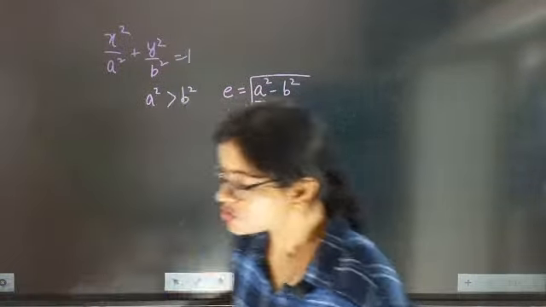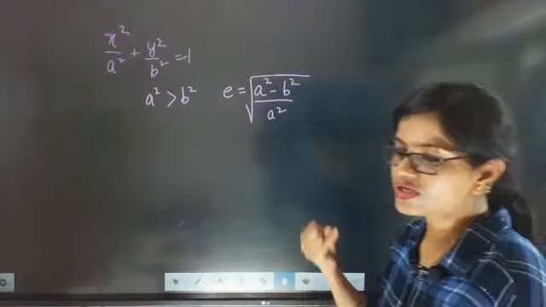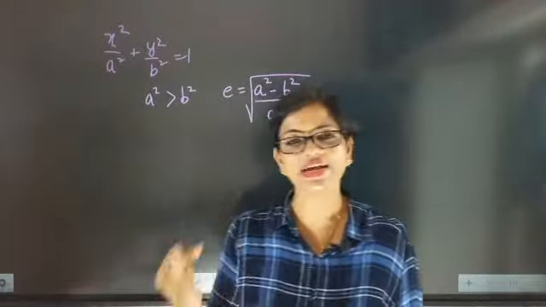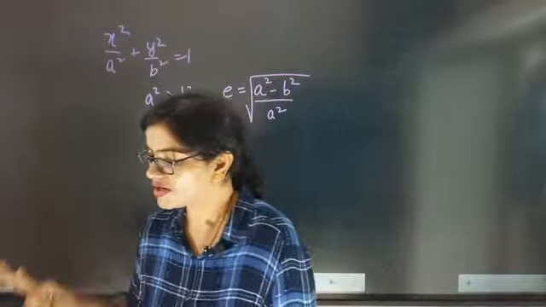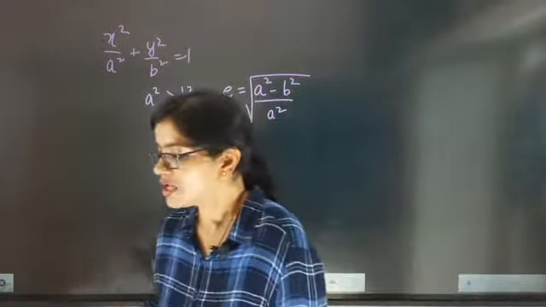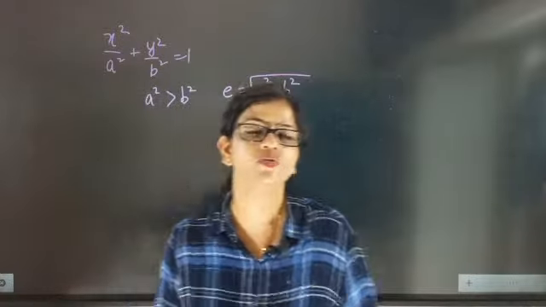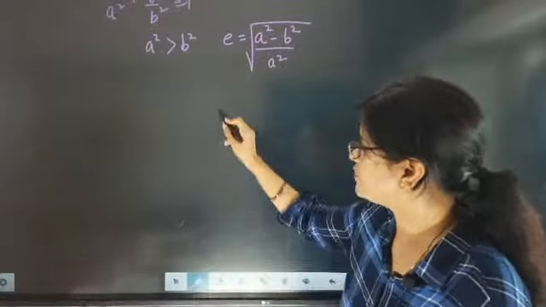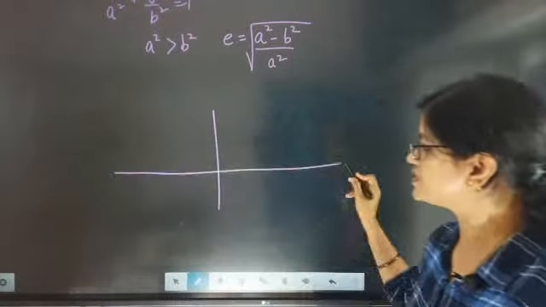Now look here. Focus we have understood, directrix we have understood, eccentricity also, and the center point we have understood. Now the next work is vertices. So what will be the vertices of the ellipse?